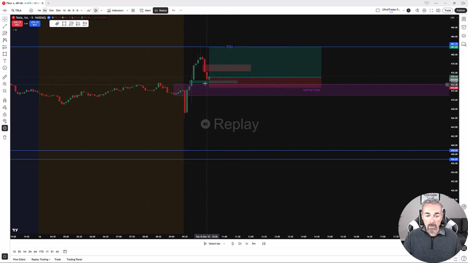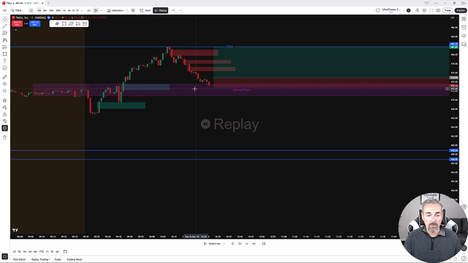So this is what I was looking at, the break and retest. It came down and retested this area. I zoomed into the 1 minute. What I'm looking for at this point is a bullish 1 minute candle. So let's move forward a little bit. This candle, no wick to the bottom, closed right at the top. This is a bullish candle.